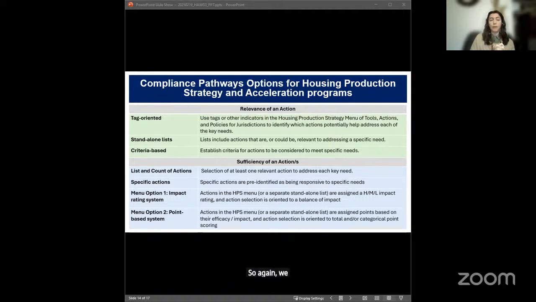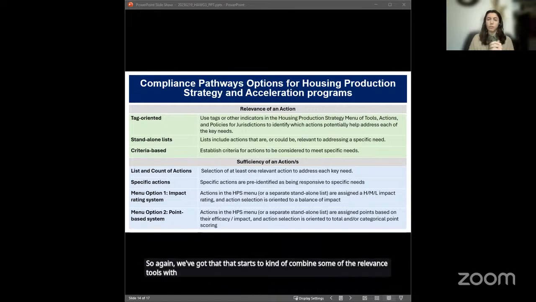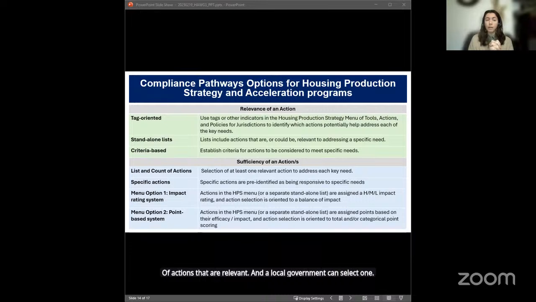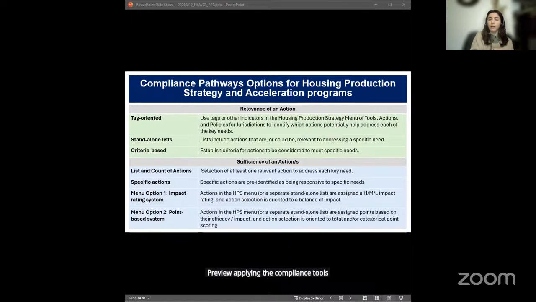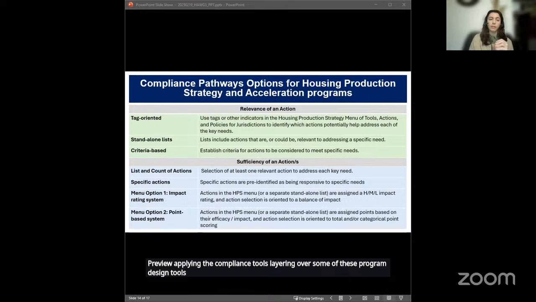So again, we have a few different styles. We have a list of actions and then a count, potentially even as few as one. That starts to combine some of the relevance tools with the sufficiency tools. So we would assume that we have a list of actions that are relevant, and a local government can select one. We have specific actions that are pre-identified as being responsive to specific needs, and it might be limited to even one. If you have this need, we've got this specific action, and that's the safe harbor, or the minimum requirement, whichever one we want to apply. I'm starting to preview applying the compliance tools, layering over some of these program design tools, but limiting to a predefined specific action.